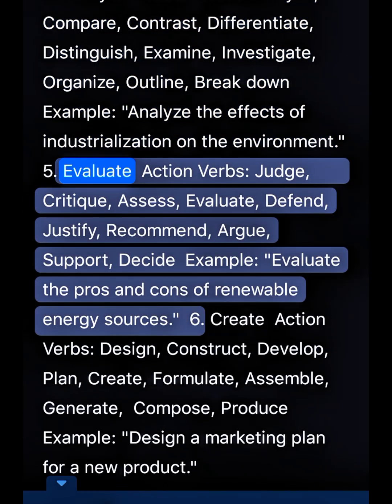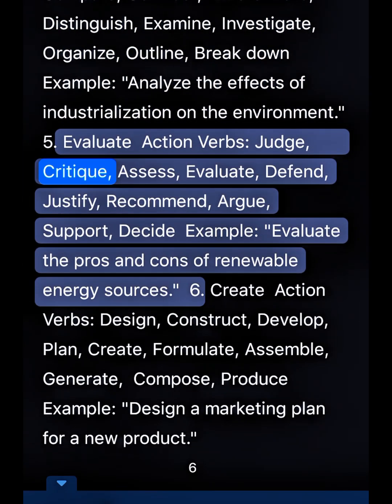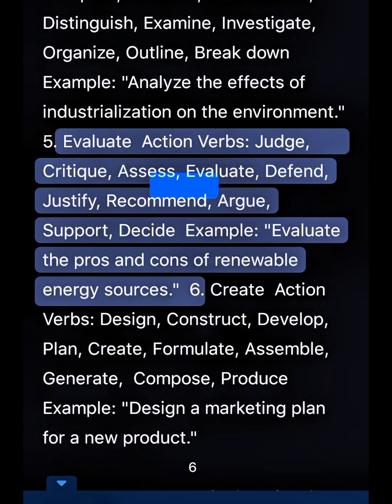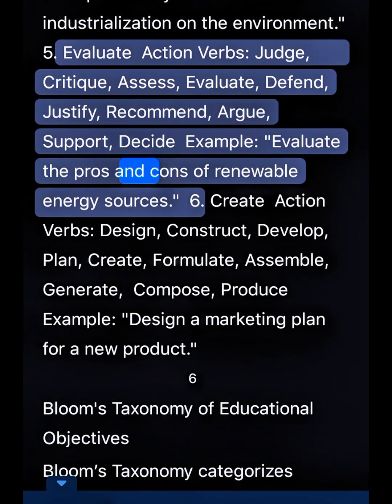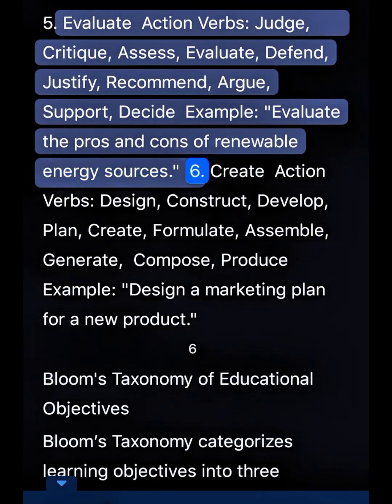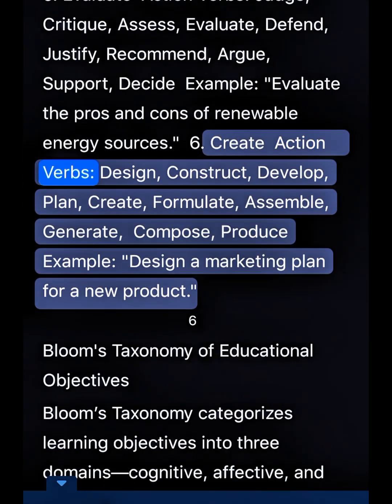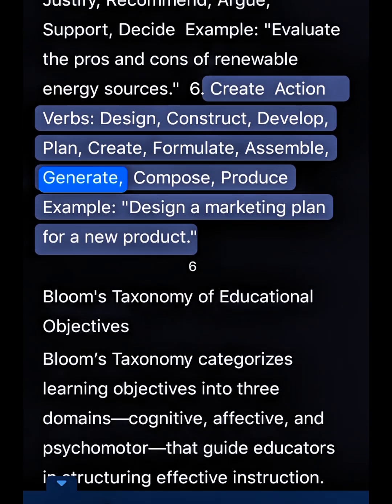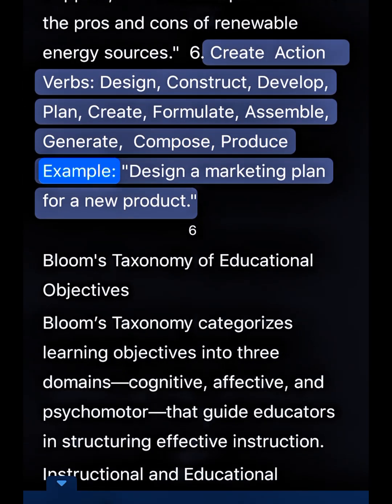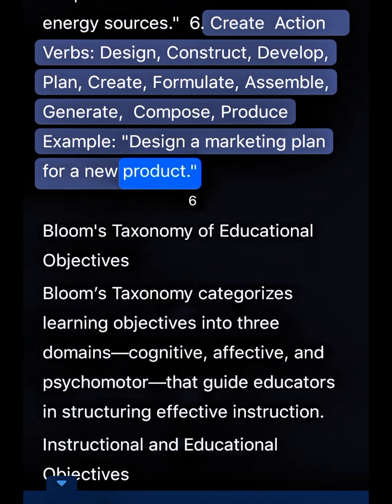5. Evaluate. Action verbs: judge, critique, assess, evaluate, defend, justify, recommend, argue, support, decide. Example: evaluate the pros and cons of renewable energy sources. 6. Create. Action verbs: design, construct, develop, plan, create, formulate, assemble, generate, compose, produce. Example: design a marketing plan for a new product.